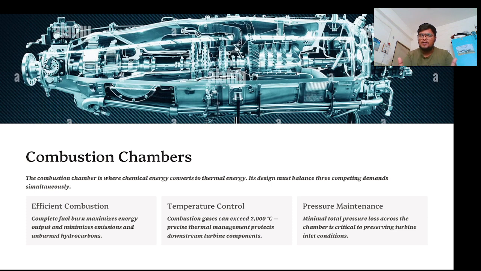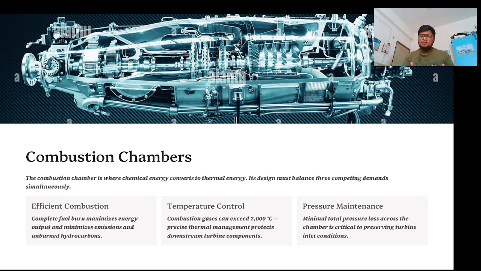The fuel should burn completely, which will lead to maximum energy generation and maximum thrust produced, and it also has to minimize the emissions. That is, the fuel has to be completely burned so that it won't produce CO and other unburned hydrocarbons. Also, the temperature of the combustion chamber has to be controlled, because the expanded gases can exceed up to 2000 degrees Celsius. So the thermal management has to be precise.